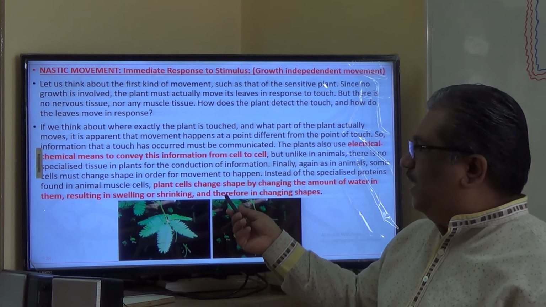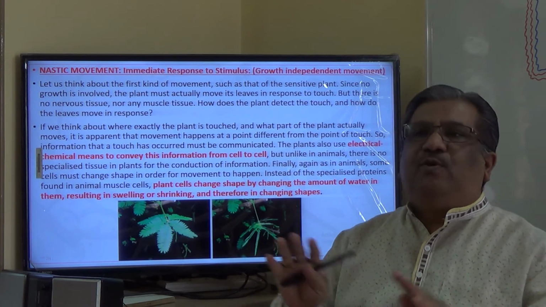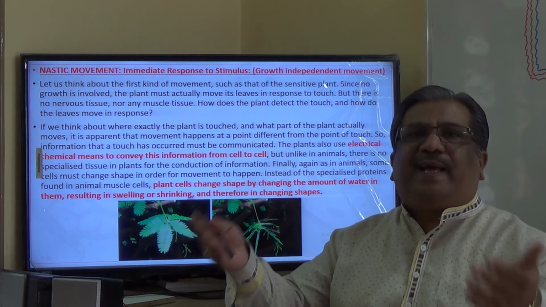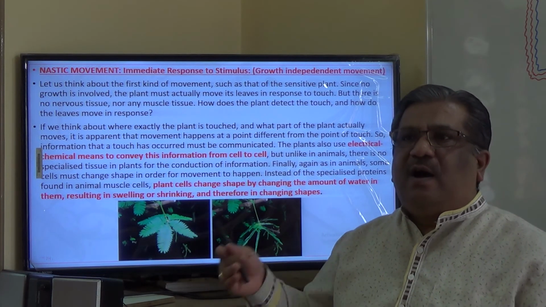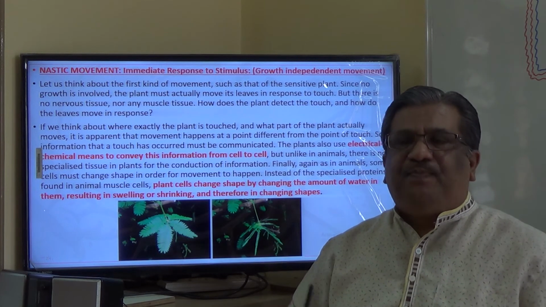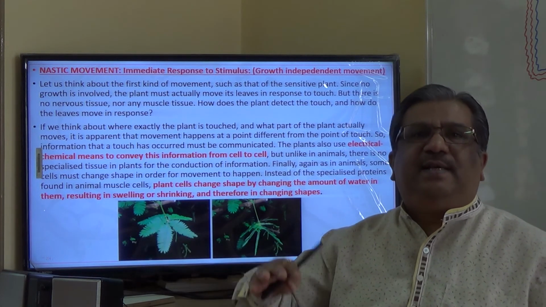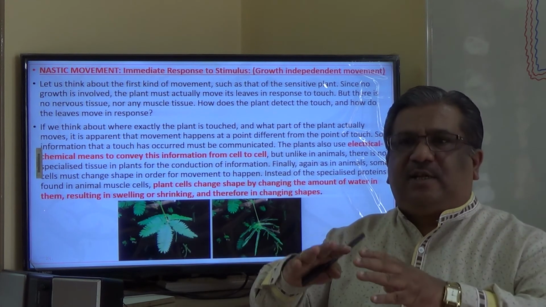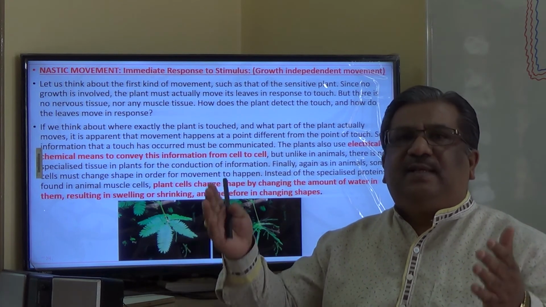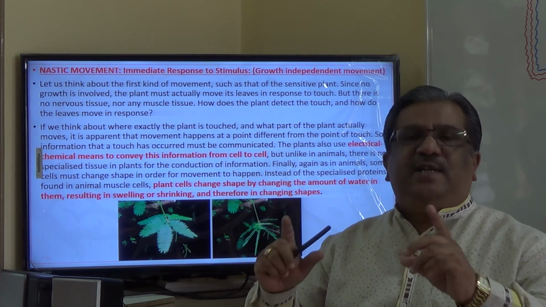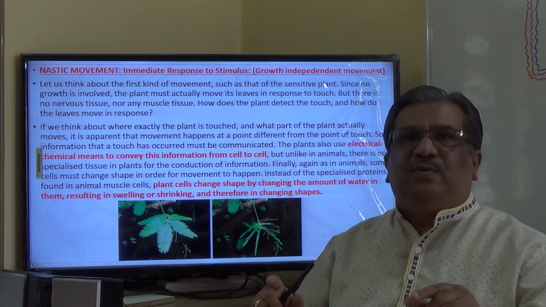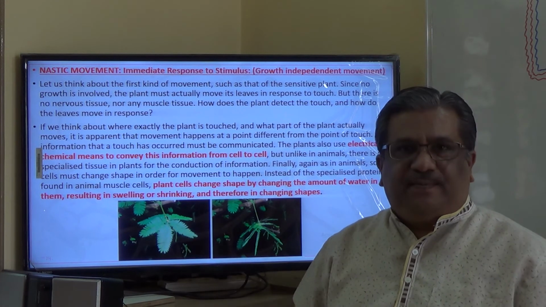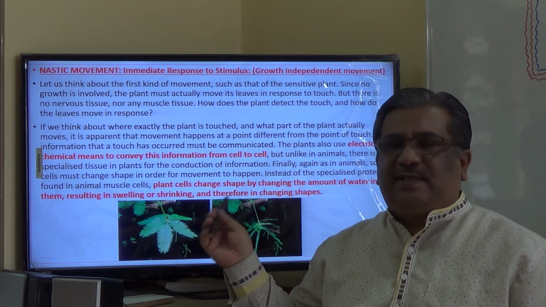But in case of plants, these plant cells do not have specialized cells, and therefore that mechanism cannot be expected. Here, how do cells change their shape is by entry of water and exit of water. By entry of the water, cells swell. By exit of water, the cells shrink. This causes the change in the shape of the cells, and that leads to the movements in the plant parts such as leaves. That is what it is given here.